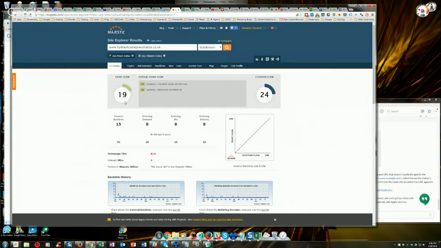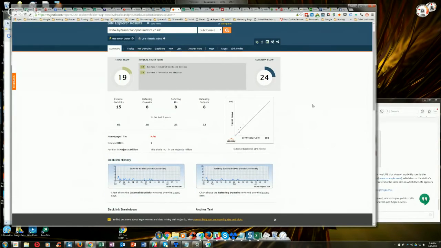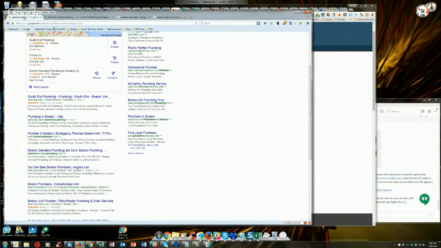A 19 trust flow, 24 citation flow, only 8 referring domains, but do I care? No, because it's exactly what I need, and I can register that for 10 bucks. Does that make sense? So you can do that for the top 20 for here, here, and here.